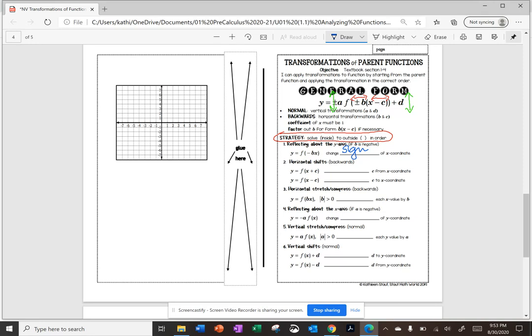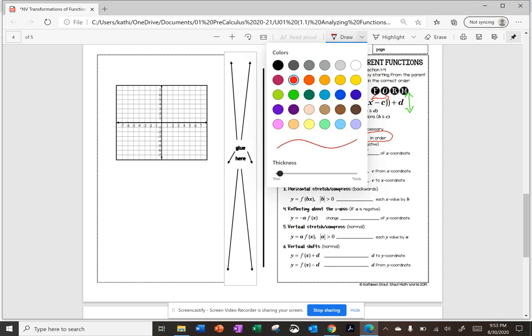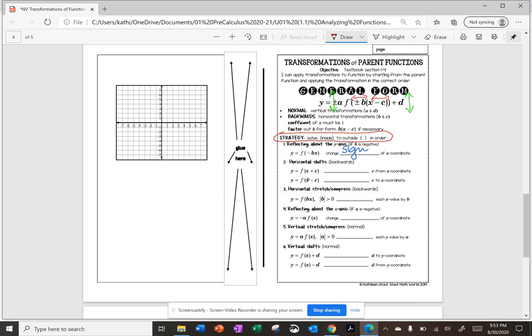And if C is backwards, so it says X plus C, then I'm not adding, I'm actually going to subtract the C from the X coordinate. And if I have X minus C, I'm doing the reverse, so that's add. So I'm going to add C to the x coordinate.